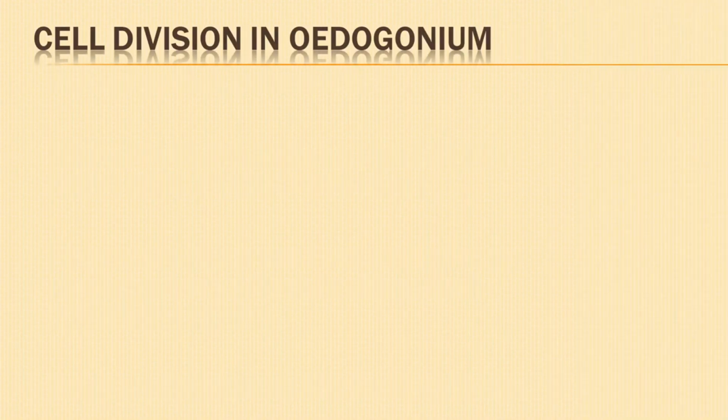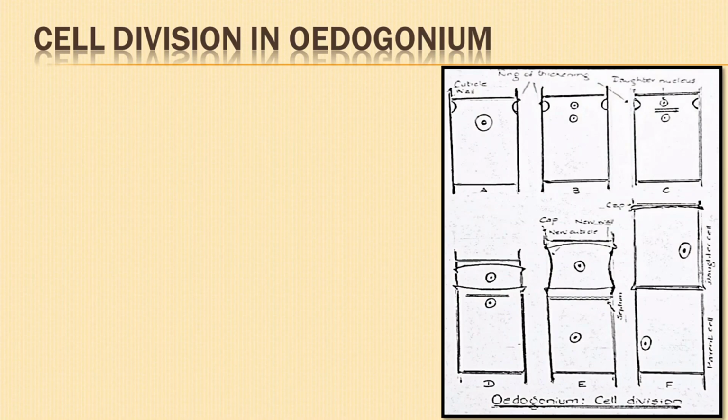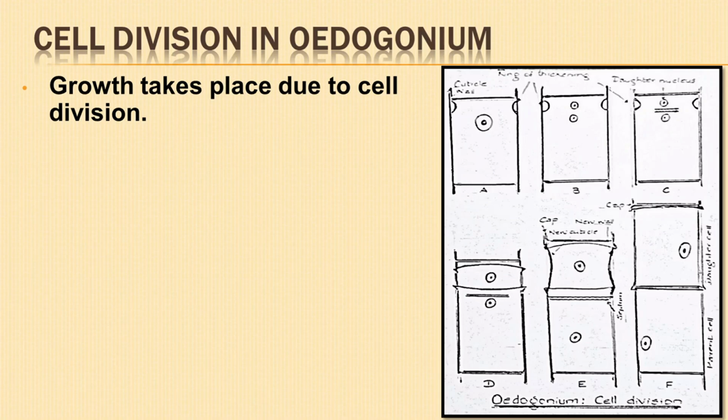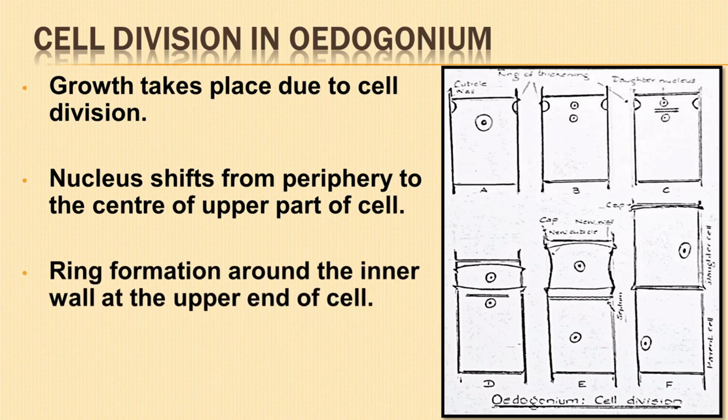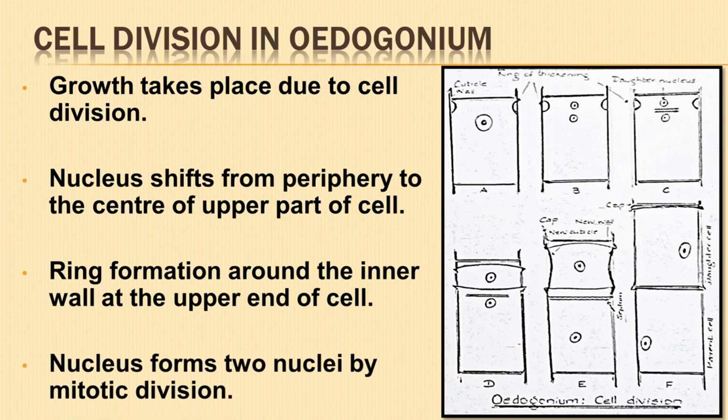Next, we shall try to understand cell division in Oedogonium. Growth in Oedogonium takes place as a result of cell division. It is mainly intercalary but may be terminal at times. The nucleus first shifts from the periphery towards the center of the upper part of the cell. The cytoplasmic material forms a thickening in the form of a ring around the inner wall at the upper end of the cell. Nucleus undergoes mitotic division, forming two nuclei.